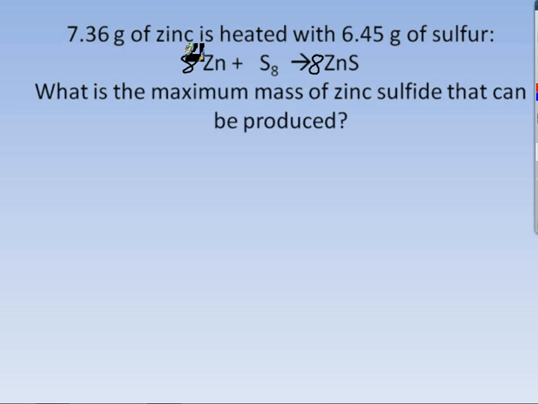What makes this problem a little bit more complex? Well, if you notice, this problem is giving us grams of zinc and grams of sulfur. The last one we looked at simply had it in moles. If you're in moles, you know you just have to go to the mole ratio and then you can go ahead and get your answer.